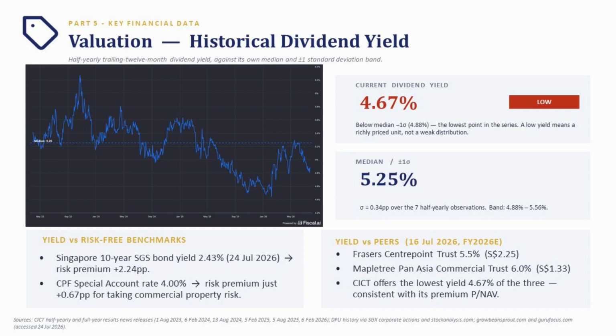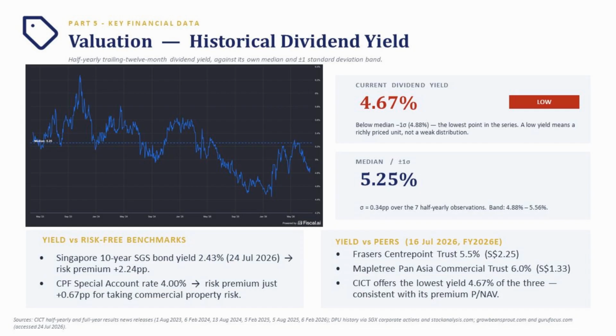Let me stop you there, because the statistical band is where the data becomes highly actionable. The calculated standard deviation over those same 7 half-yearly observations is exactly 0.34 percentage points. And when we apply this 0.34 percentage point standard deviation to the established median of 5.25%, we generate a defined statistical range, the plus or minus 1 standard deviation bound, which ranges from a lower bound of 4.88% to an upper bound of 5.56%.